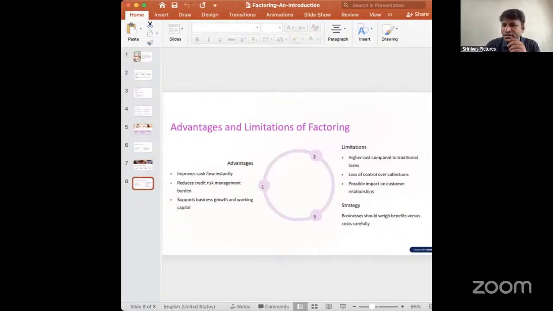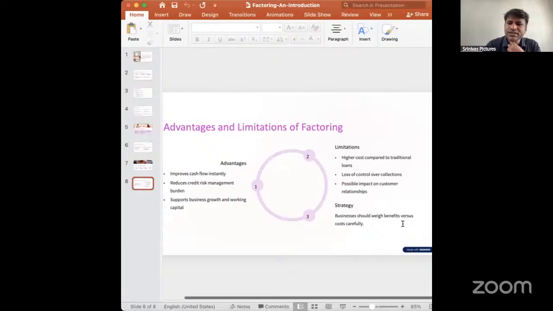Advantages of factoring. There are many advantages. It improves cash inflows instantly, reduces the credit risk management burden, and supports business growth and working capital. These are the main advantages. Limitations: high cost compared to traditional loans, loss of control over allocation, and possible impact on customer relationships. Strategies: the business should weigh benefits versus cost carefully. So these are the benefits. So this is the story about factoring. Next class, we'll continue.